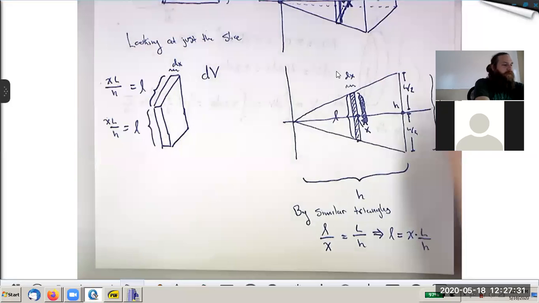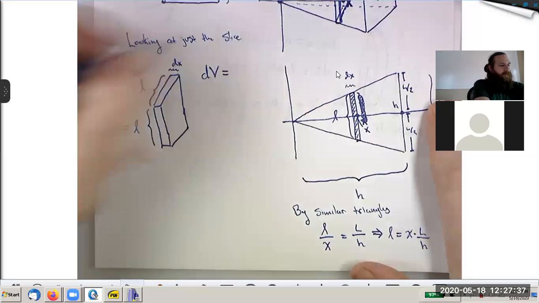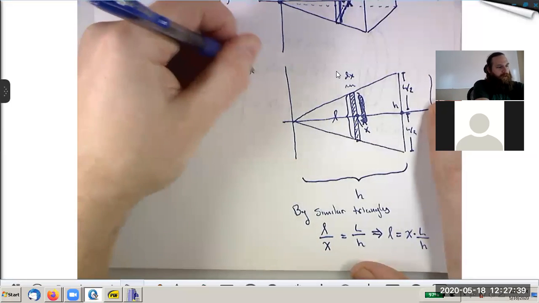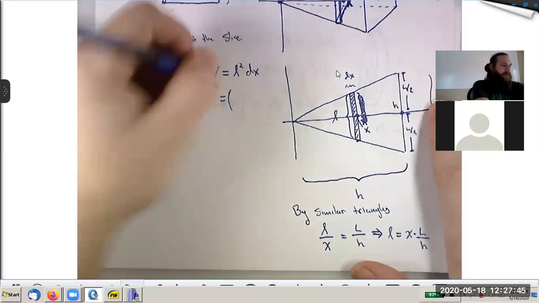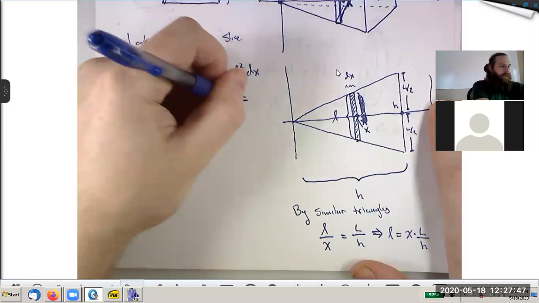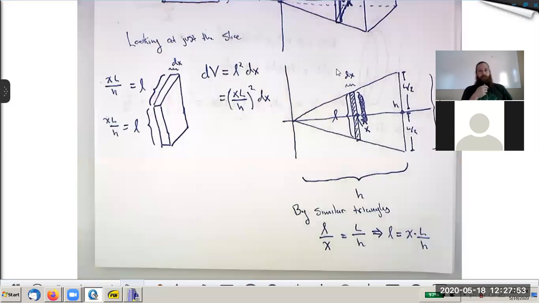Which means that my differential volume dV is this times this. It's little l squared dx, which is the same as x times big L over h squared times dx. It may take a second for you to be able to follow the similar triangle argument. It is a little bit confusing, especially if you're not used to these. Yeah, I know, it pushes my drawing skills too.